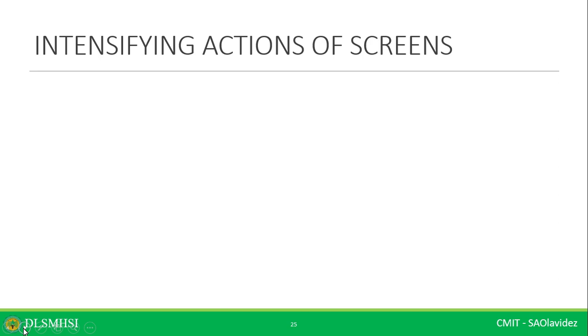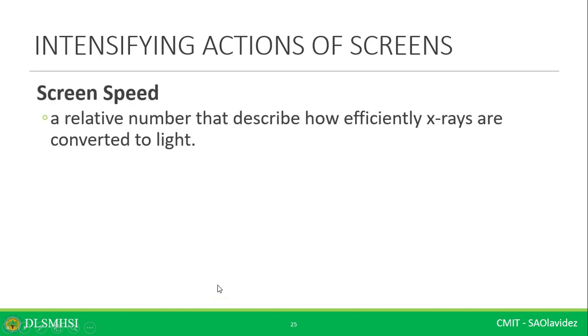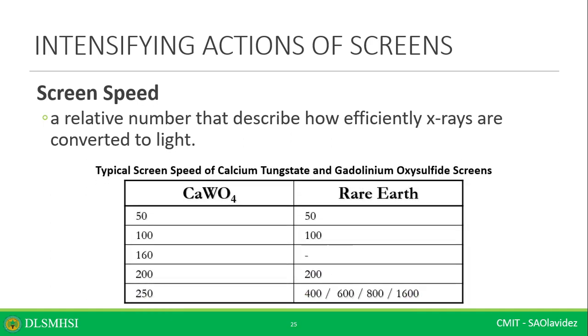Another measure of the intensifying action of the screen is the screen speed. Screen speed is a relative number that describes how efficiently X-rays are converted to light. It gives us a numerical value for efficiency that is much easier to understand. Shown here is the typical screen speed of the calcium tungstate intensifying screen, and in comparison to that, the speed of the rare earth intensifying screen, particularly that of the gadolinium oxysulfide screen.